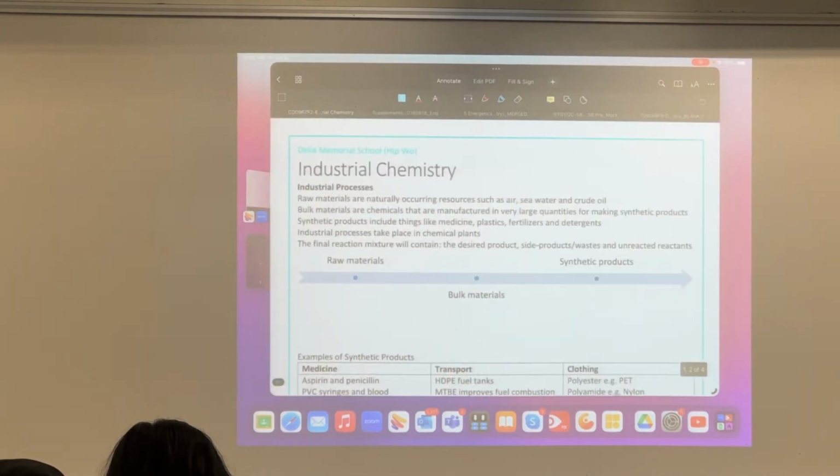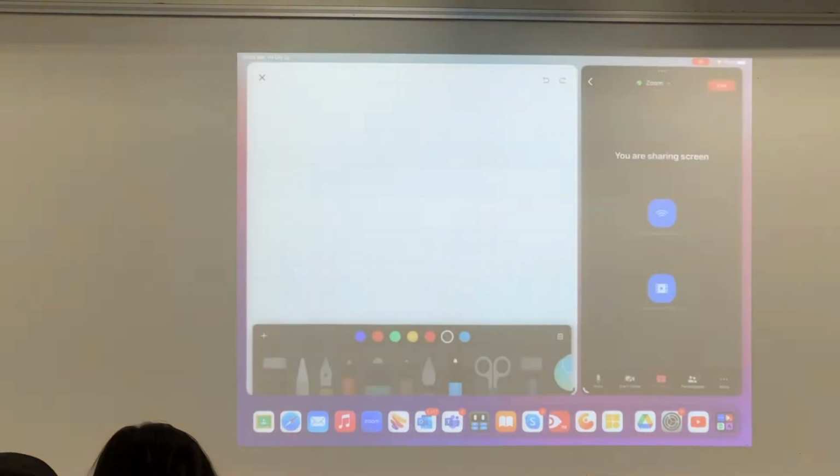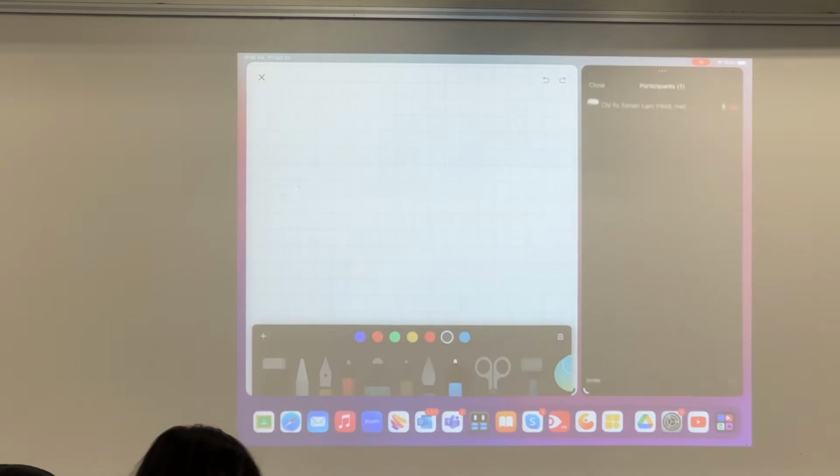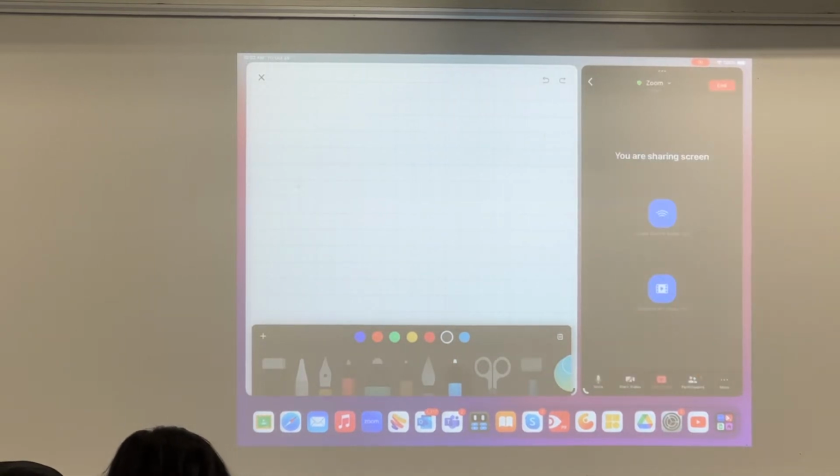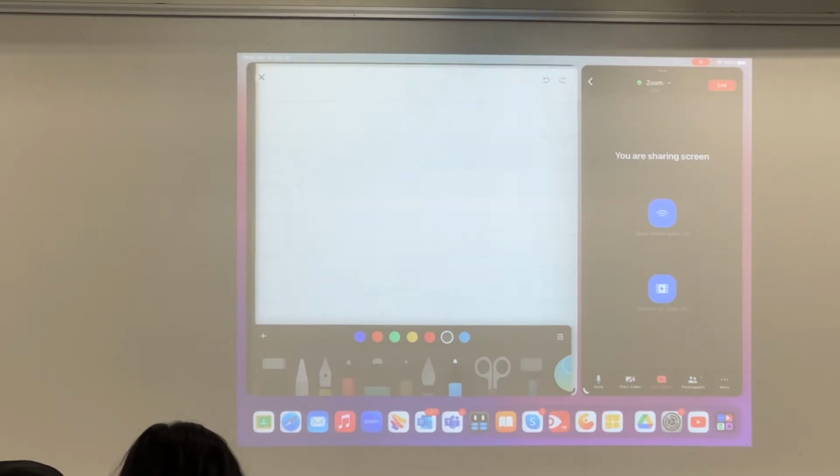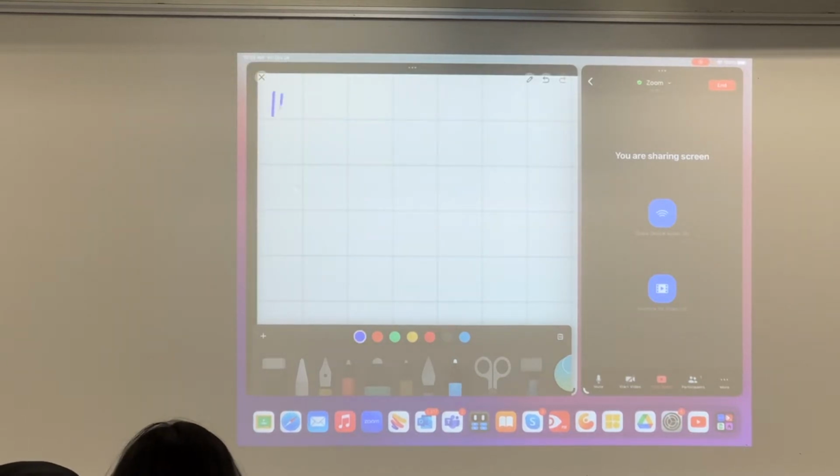Okay, so what do we actually study in industrial chem? It's a bunch of things that we can do to speed up reactions and boost the yield of products. And of course, the word industrial chemistry is more about industrial processes. So the first thing we look at is industrial chem.